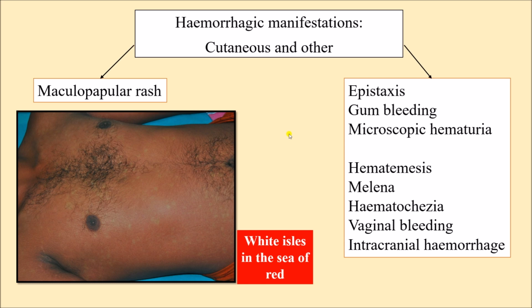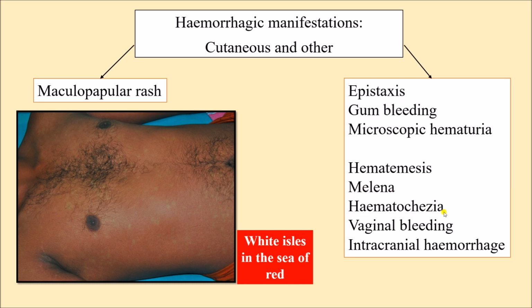Also, there may be hemorrhagic manifestations in other parts of the body, like epistaxis, which means bleeding from the nose, gum bleeding or gingival bleeding, and also microscopic hematuria. But if the hemorrhage is severe, we can have hematemesis, which means vomiting out of blood.